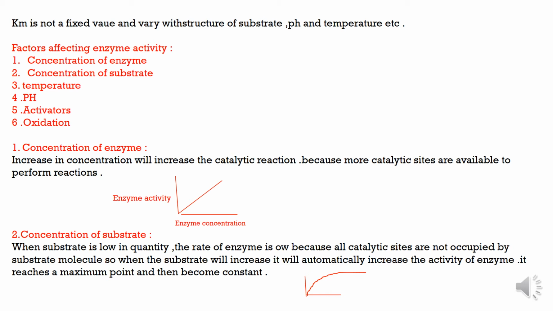Another one is concentration of substrate. When the substrate is low in quantity, the rate of enzyme activity is low because not all catalytic sites are occupied by a substrate molecule. So when the substrate increases, it will automatically increase the activity of the enzyme, and it reaches a maximum point that becomes constant.